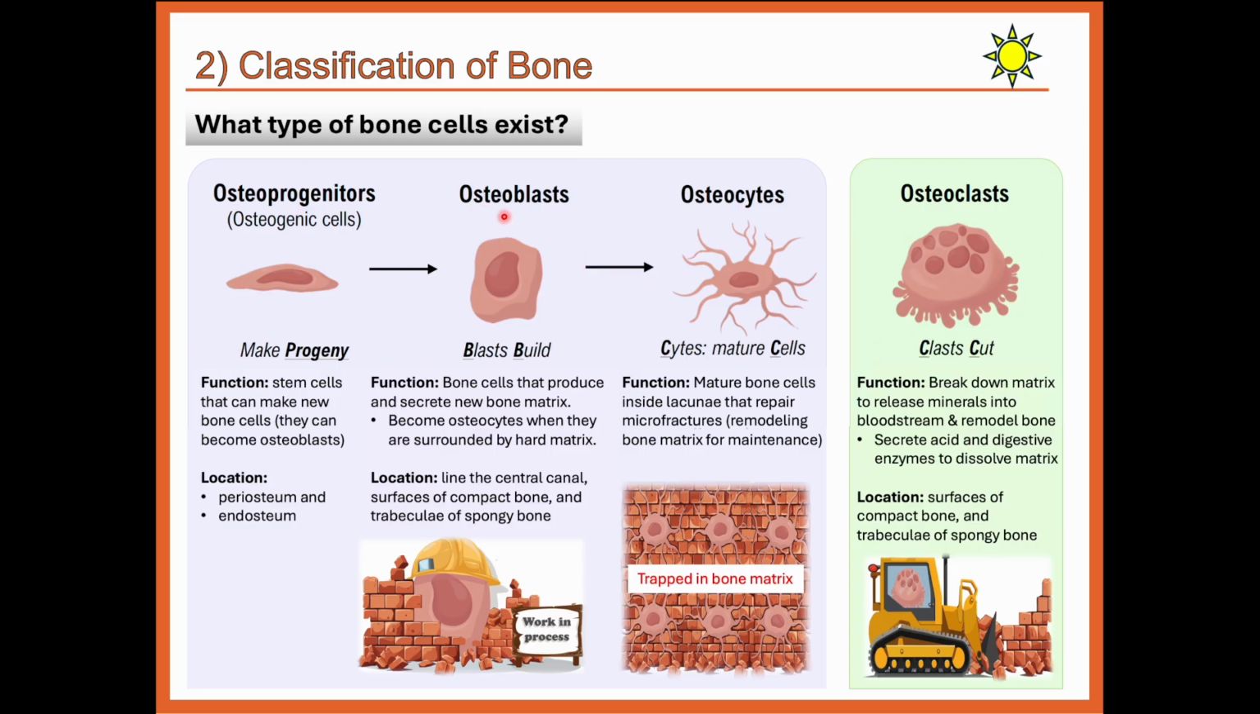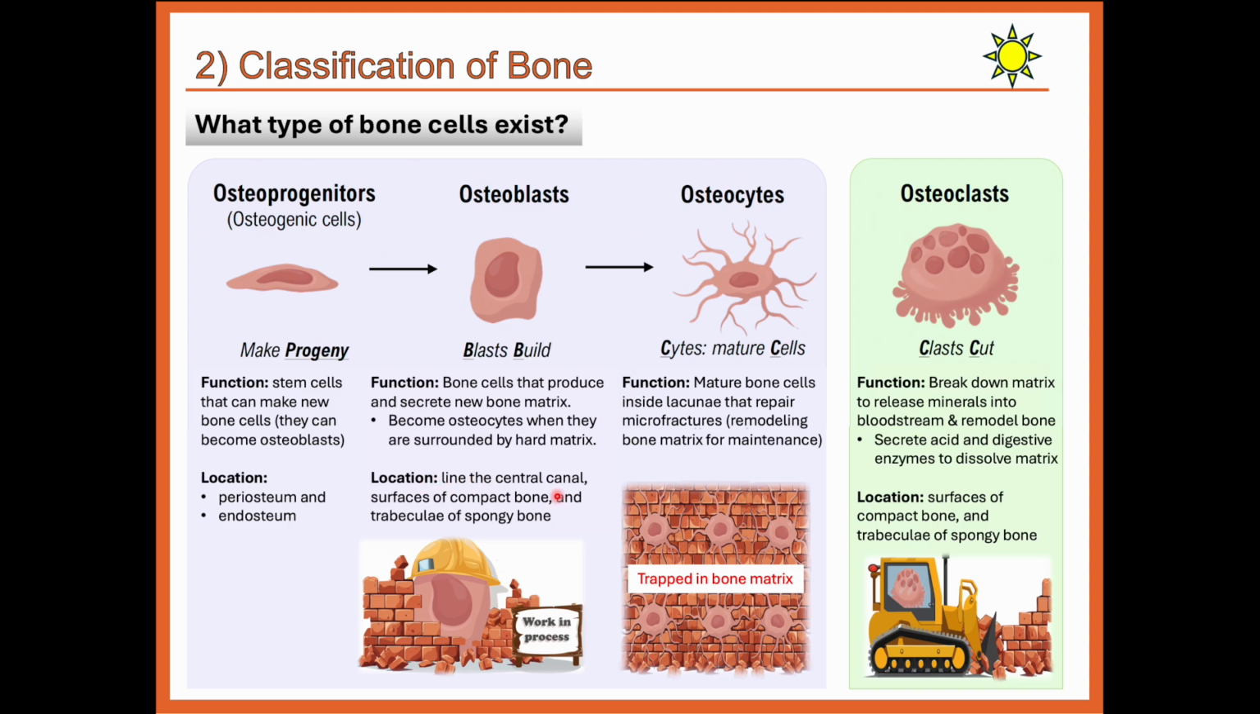Osteoblasts, osteo means bone, blasts means to build. Blast cells build. So the function of these bone cells is that they produce and secrete new bone matrix. So these cells will build matrix around them, right? Wherever new bone needs to be made, they will secrete and make new bone matrix around. You see the cell building the hard brick wall around them? That's a blast cell that's actively making hard matrix around it.